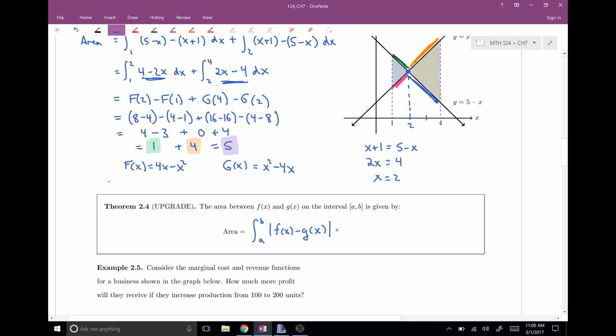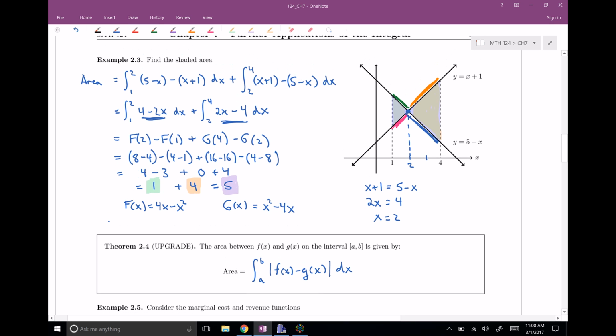So this says no matter which one's on top. Let's say g of x is accidentally on top or something like this, then you would get a negative number, but then this absolute value is going to make it positive. So that's really nice. This works out. And so let's then use this to double check our work here in 2.3.